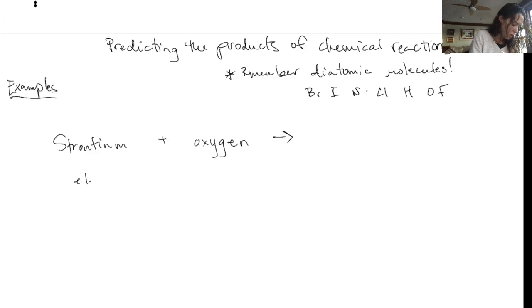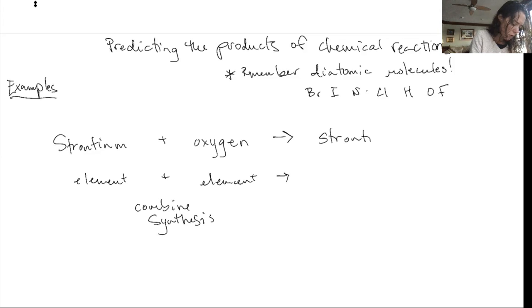Well, let's look at that. That's like an element plus an element, right? So what's the only thing these two elements can do? They can combine, right? So this is a synthesis reaction. And what we would see would be strontium oxide, right? Okay.